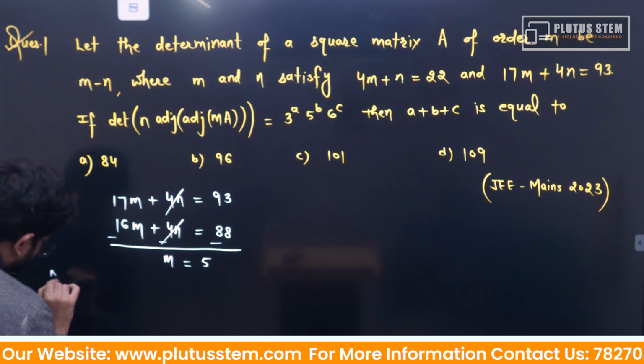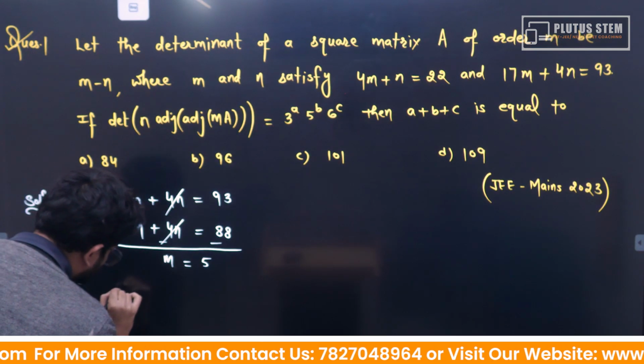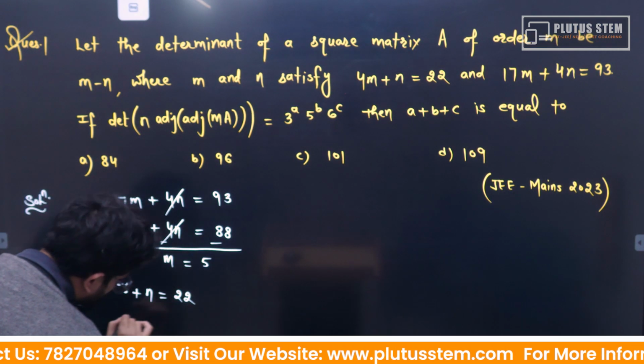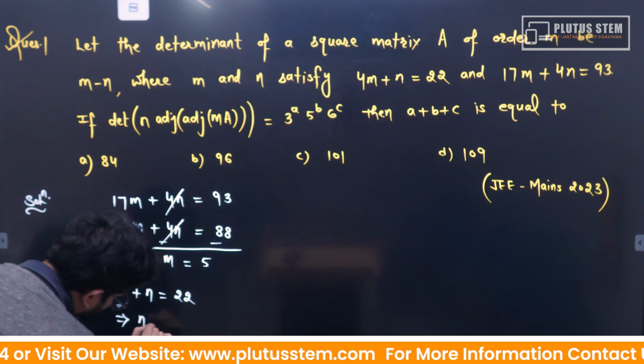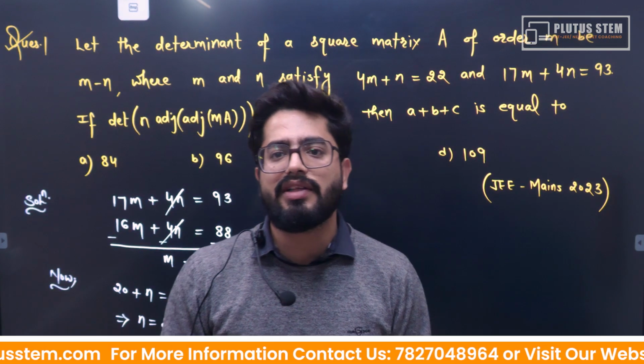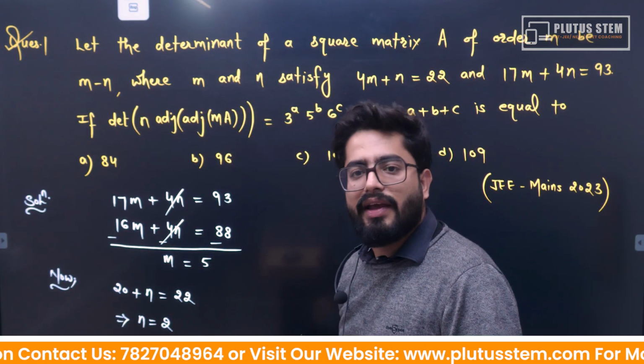So now you can say 4m, which means 20 plus n is equal to 22. Using this you can find the value of n, that is 22 minus 20, which is 2. So now we have m and n.